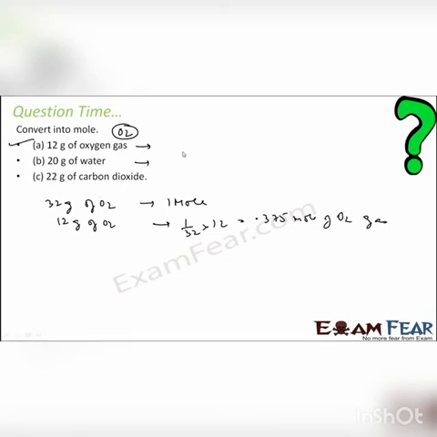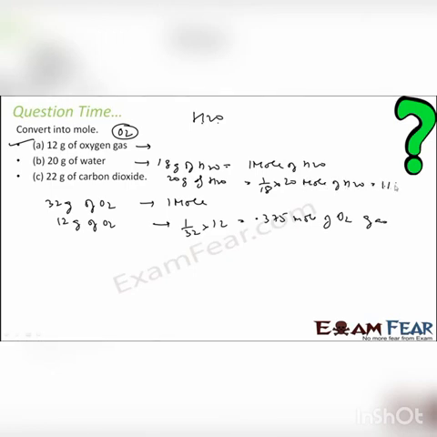Done. 20 gram of water. We know that water is H2O, 16 plus 2, 18. 18 gram of water is equal to 1 mole of water. So 20 gram of water will be how much? Very simple. 1 by 18 into 20 mole. And you solve this, this is 1.11 mole.